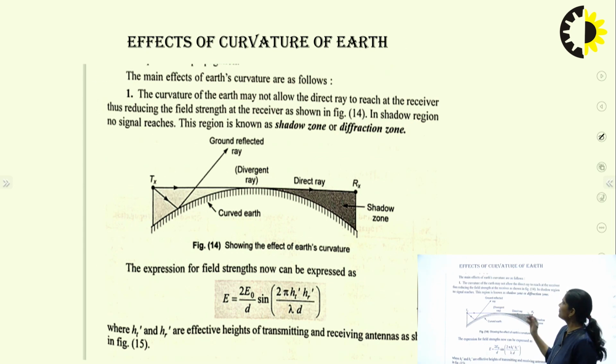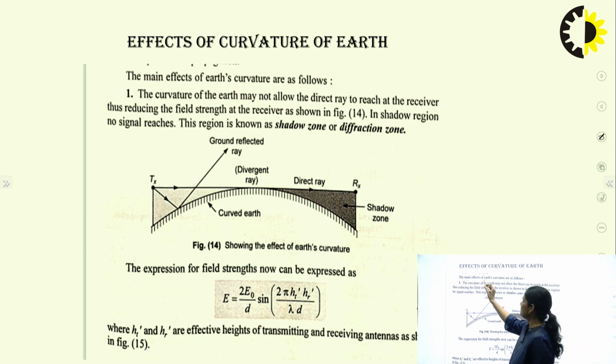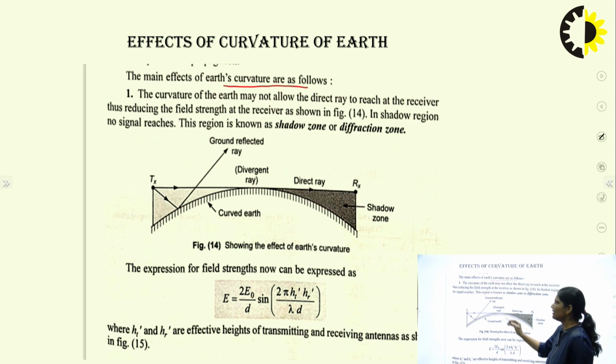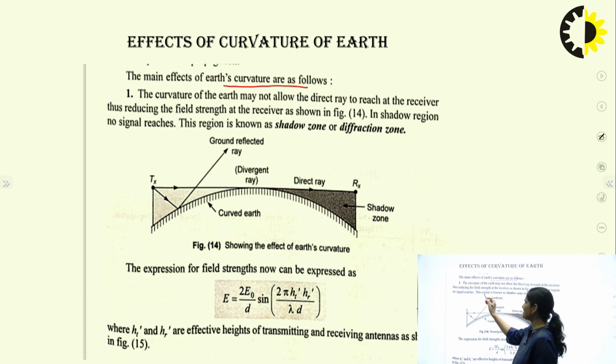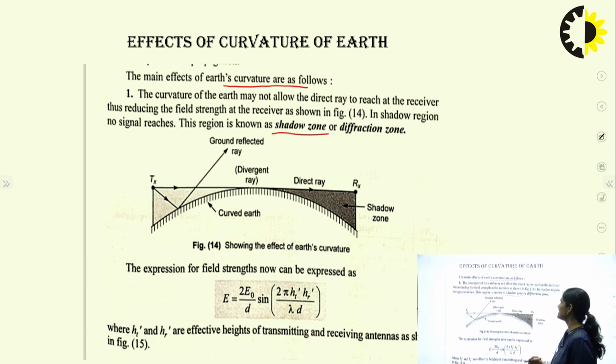Now, effects of curvature of Earth. The main effects of Earth curvature are as follows. The curvature of the Earth may not allow the direct ray to reach the receiver, thus reducing the field strength at the receiver, as shown in this figure. In the shadow region, no signal reaches. This is known as the shadow zone, or you can say diffraction zone.